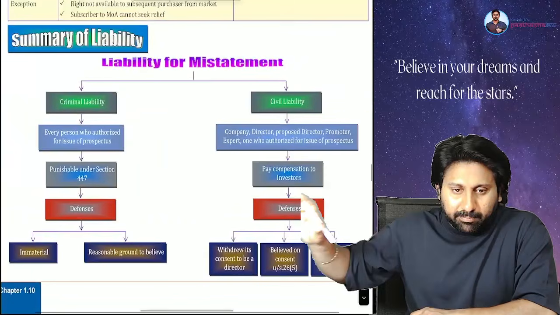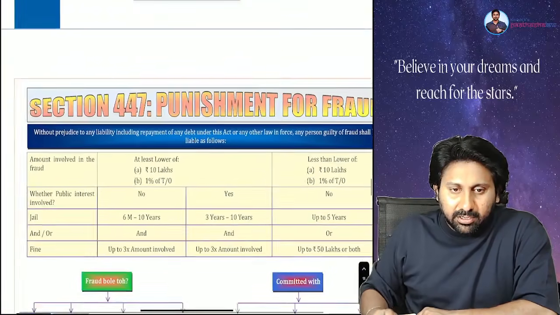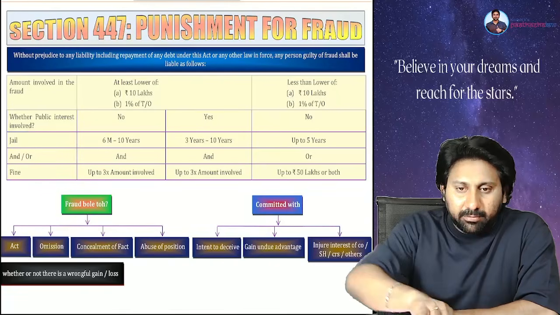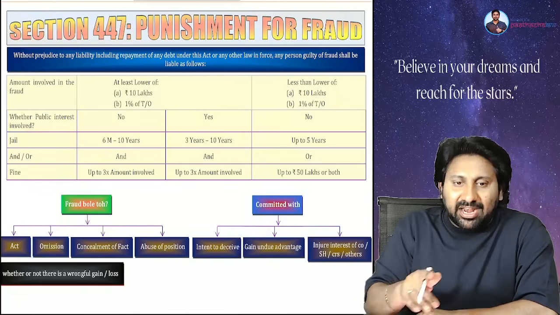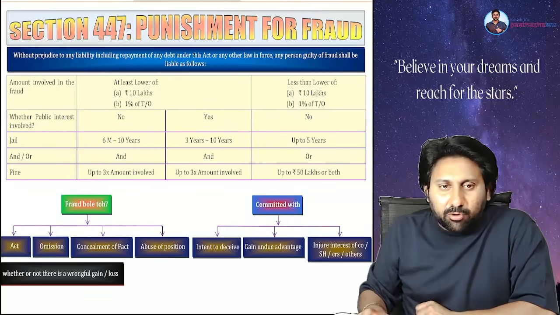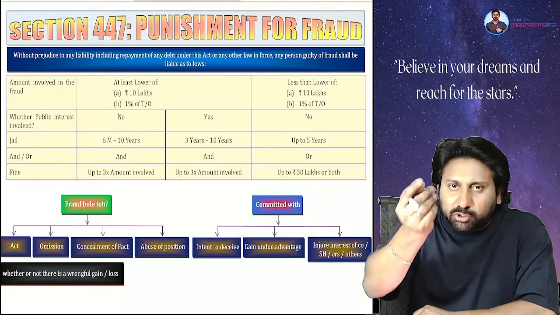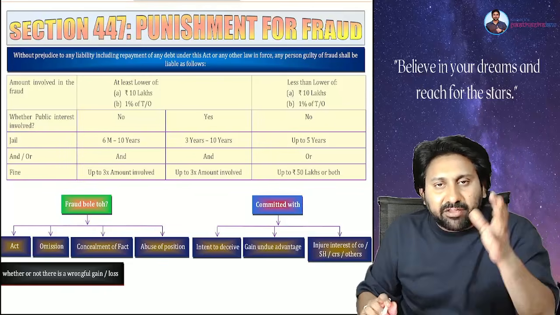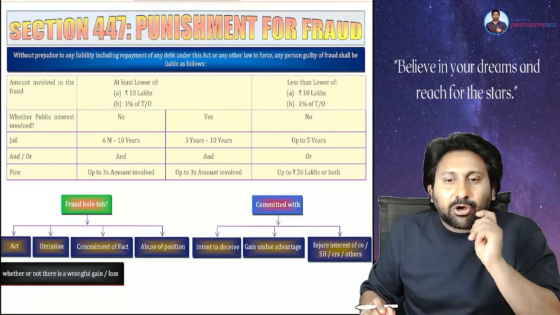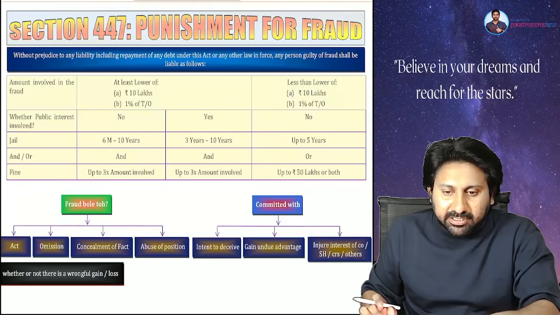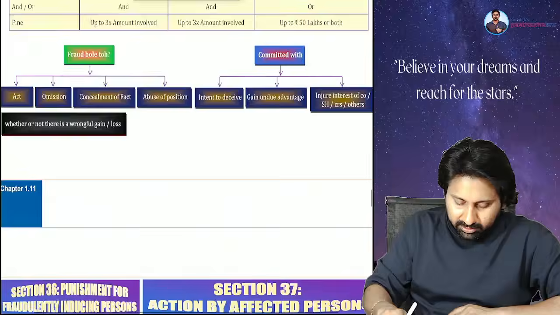This is only a summary for you to understand. Section 447, punishment for fraud. I kept it in the form of a table. You can read it later, because normally I don't take care of the punishments, because punishments are something which the student has to remember. It's not about me going to teach. I will tell you 5 years imprisonment, 7 years imprisonment. You have to remember the penalties and punishments. It's not my work.